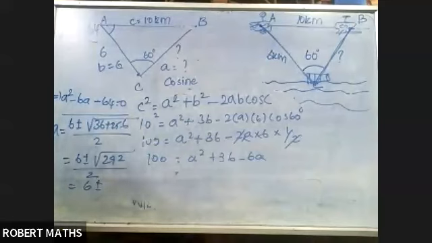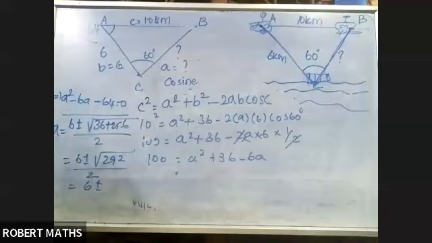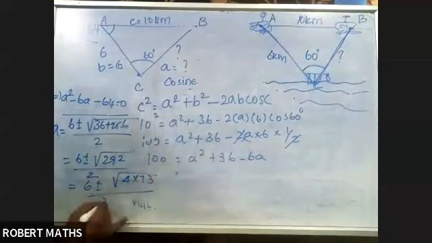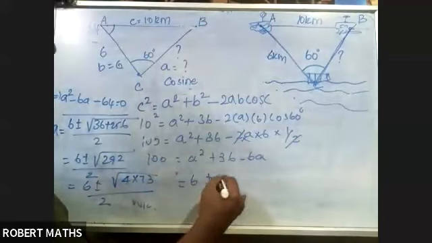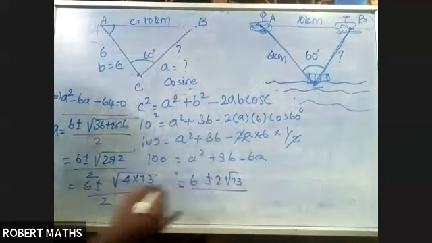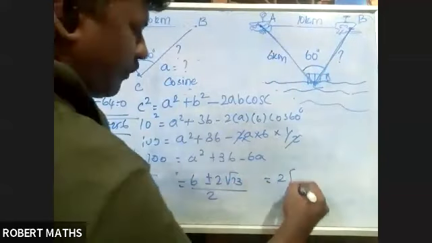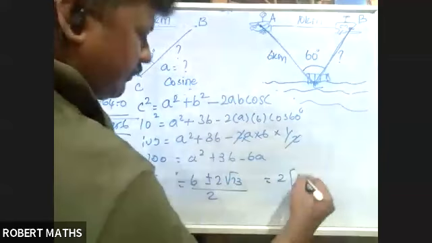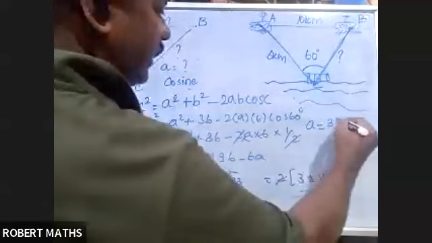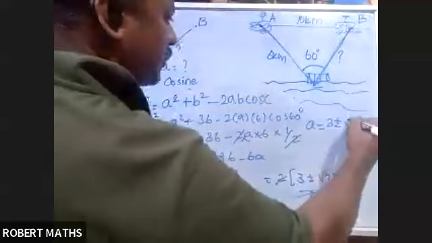Square root of 292 எப்படி போடலாம்? 4 into 73. 4 into 73 ma, right? Very good. We can write this as square root of 4 into 73, divided by 2. We'll get 6 plus or minus 4 வந்து 2 root 73 divided by 2. If you take 2 common, we'll get 3 plus or minus root 73 divided by 2. 2 cancel. Our A உடைய value 3 plus or minus root 73.